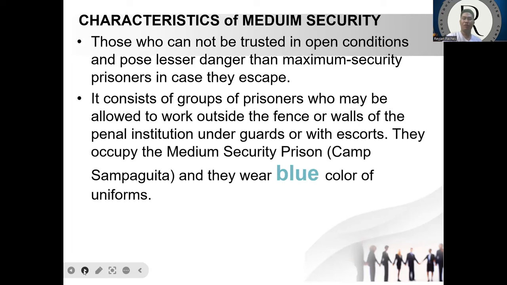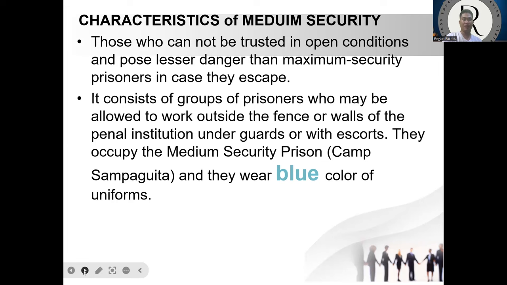Then, of course, it consists of groups of prisoners who may be allowed to work outside the fence or walls of the penal institution under guards with or without escort. Pinapayagan sila class unless merong nakabantay na mga guards o mga warden natin, of course, yung mga escorts nila. So they occupy the medium security prisoners camp sa pagitan na tinawag natin kanina. Kaya meron tayong tinatawag na min, medium, at max. Sa super maximum and of course yung maximum natin, ang sinusuot nila na uniform, that is orange, kapag wala si orange, tangerine yung isagot ninyo. So of course, they wear blue color of uniforms.